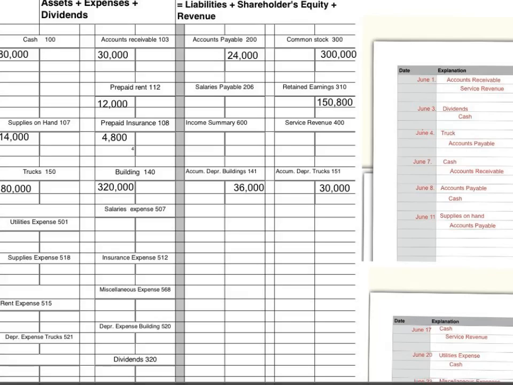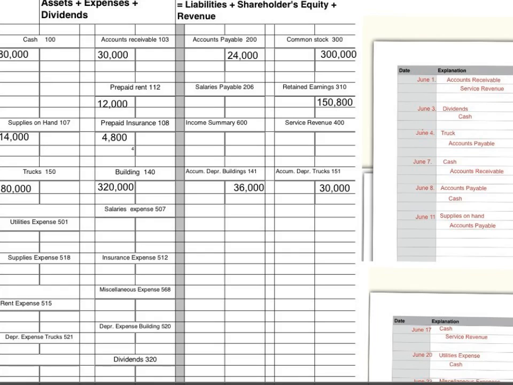This is the general ledger for Lopez. Now notice I put the assets, expense, and dividends on the left-hand side because they increase on the debit side of the account. Liability, shareholders' equity, and revenue increase on the right-hand side, so I place those T accounts on the right-hand side of the sheet.